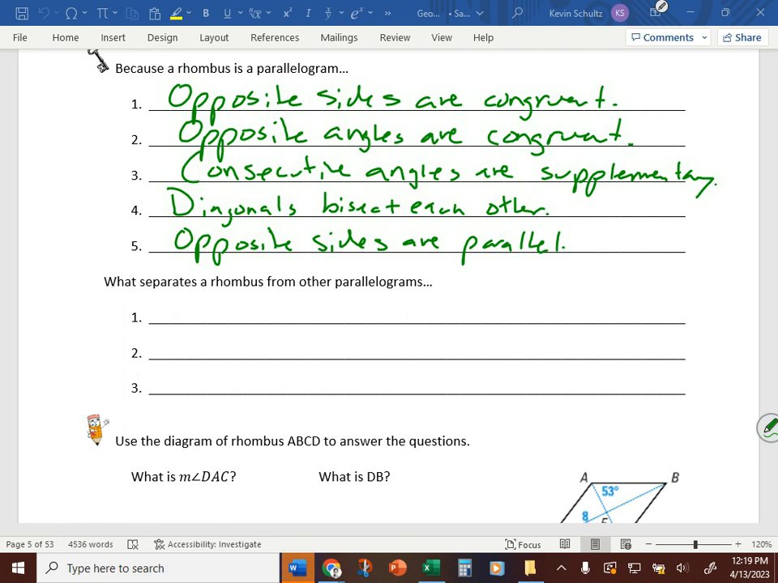Okay? So those 5 things are true for a rhombus, true for a rectangle, true for a square. So the question is then, what separates a rhombus from the other 2? Because if all 3 of those shapes have all these 5 things, what makes a rhombus special?